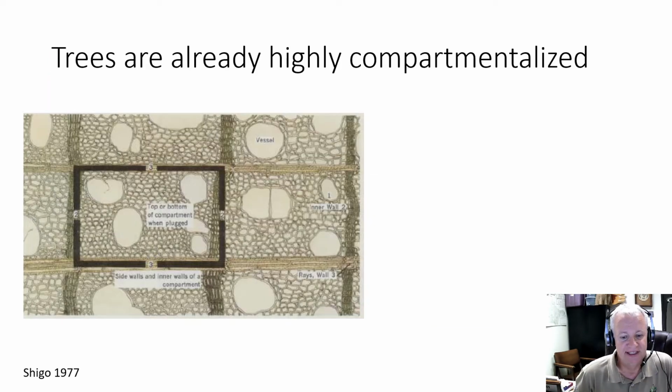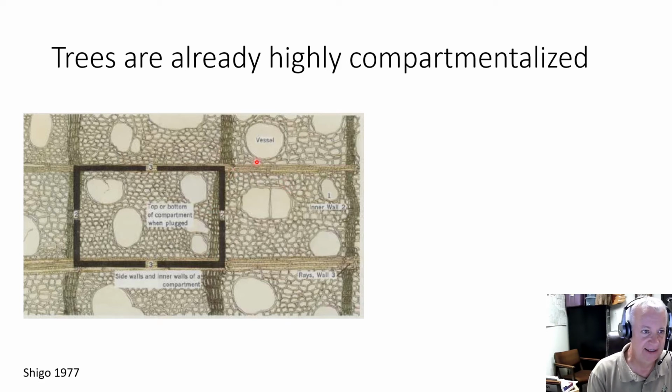When thinking about constitutive or preformed anatomical defenses, probably the overarching one is that trees are highly compartmentalized to start with. If you look at, for instance, a cross-section of a piece of wood, you can almost see the compartments in that cross-section. So this is a diagram from Alex Shigo, a cross-section of an angiosperm showing growth rings. This is one growth ring here, and he's pointing out that those growth rings themselves form a barrier or a wall of a compartment.